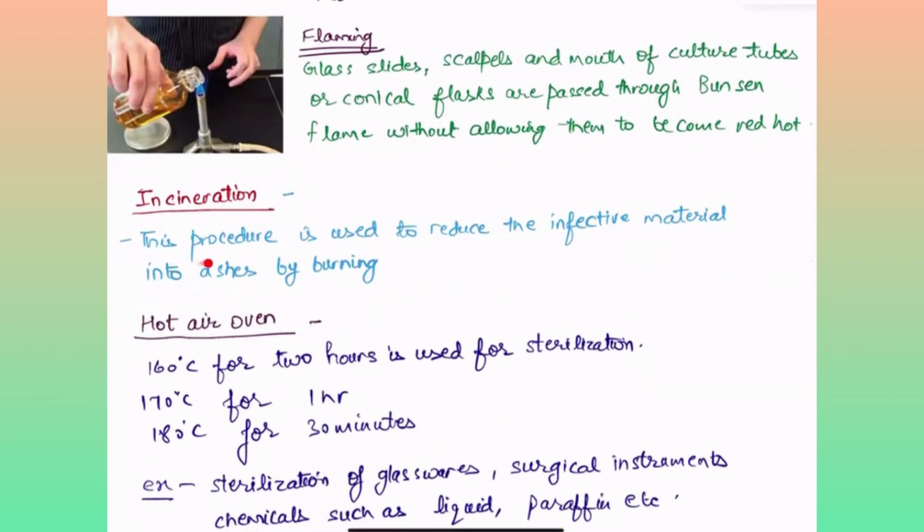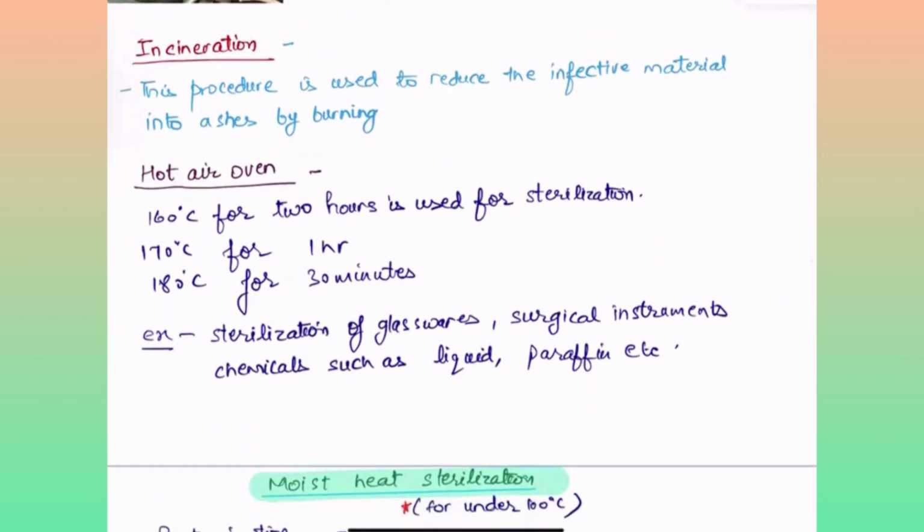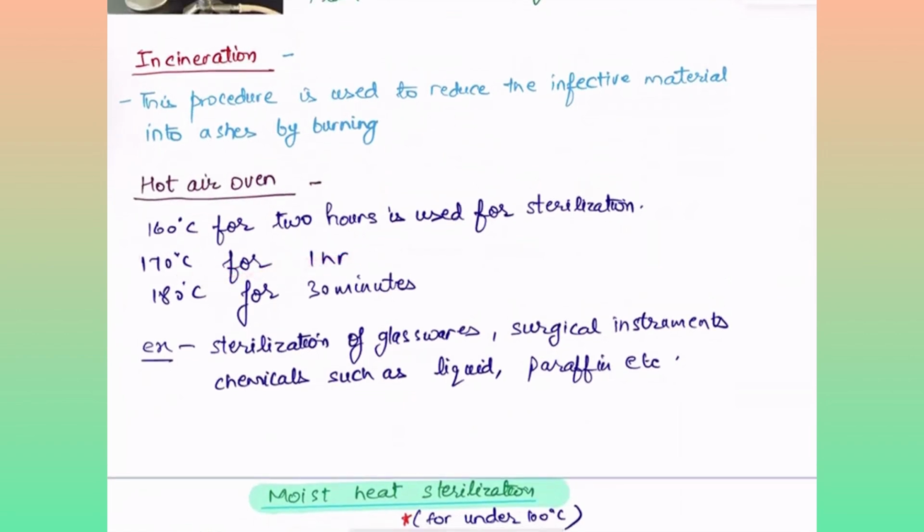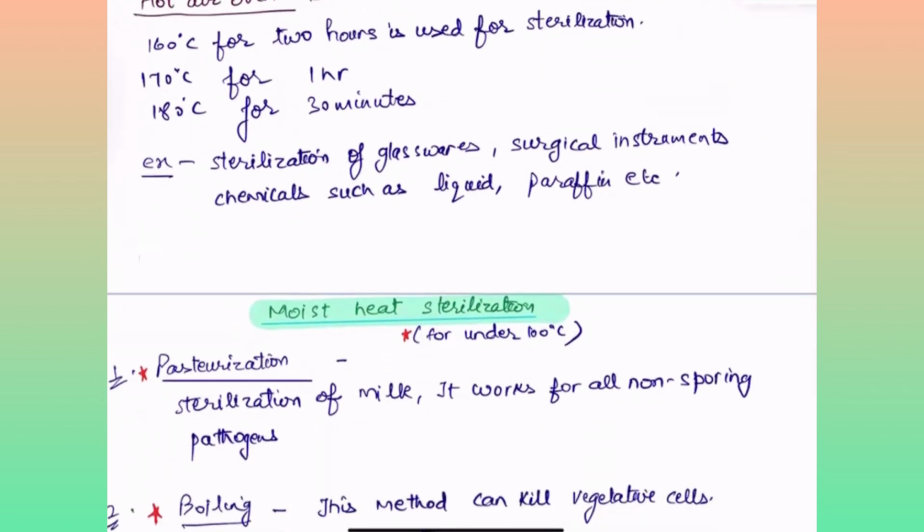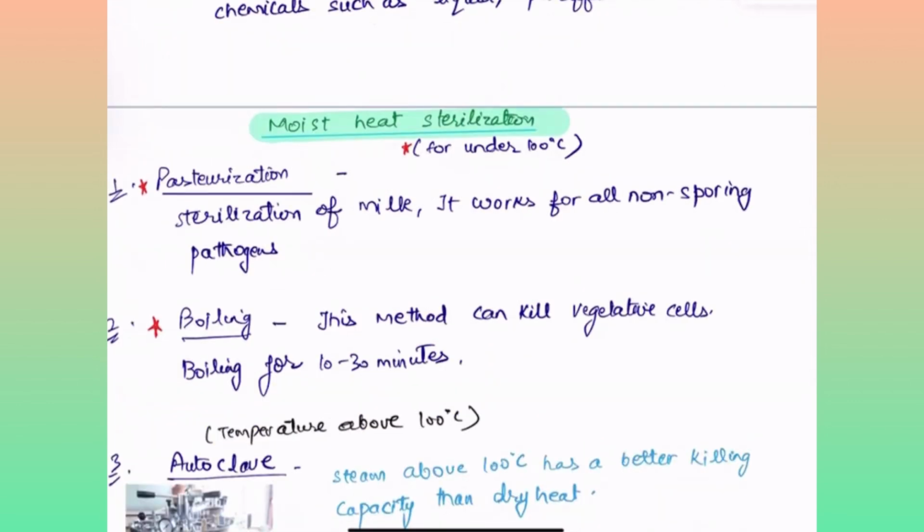Incineration. This procedure is used to reduce the infective material into ashes by burning. Hot air oven. 160 degrees for 2 hours is used for sterilization, 170 degrees for 1 hour, 180 degrees for 30 minutes. For example, sterilization of glassware, surgical instruments, and chemicals such as liquid paraffin, etc. Moist heat sterilization is under 100 degrees.